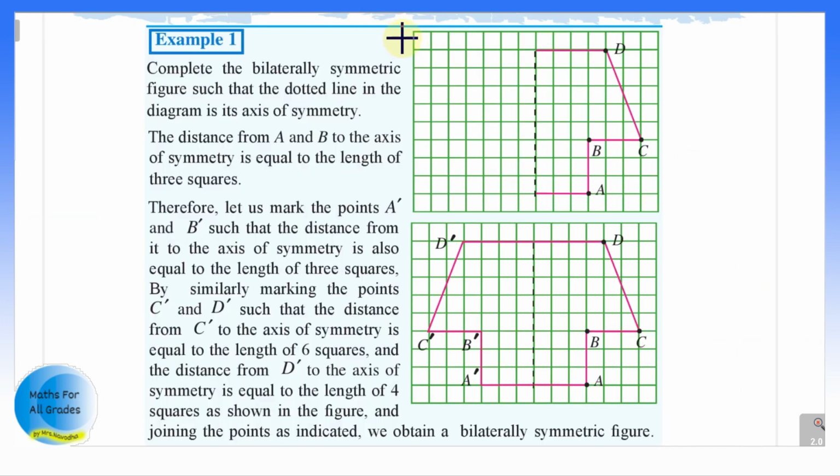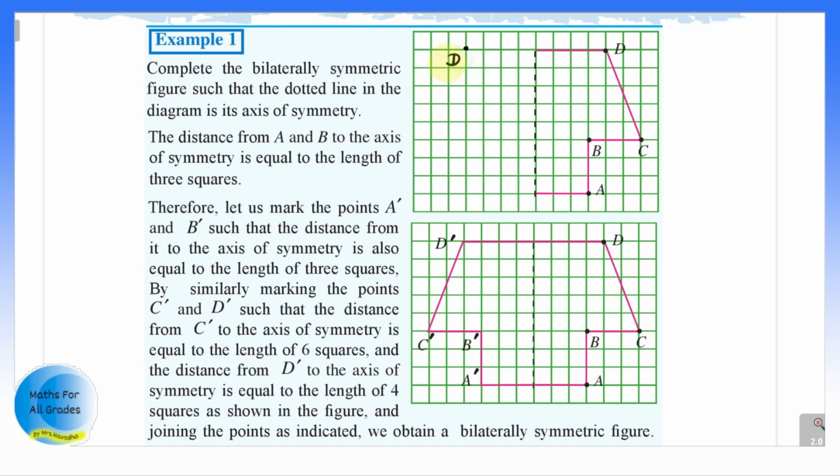So let's discuss it. We have to complete this bilaterally symmetric figure considering this dotted line is an axis of symmetry. They have given 4 points A, B, C and D. What we have to do here is mark the corresponding points of A, B, C and D. Let's do that. Point D is 1, 2, 3, 4 squares away. So point D dash, 1, 2, 3, 4, is also 4 squares away.